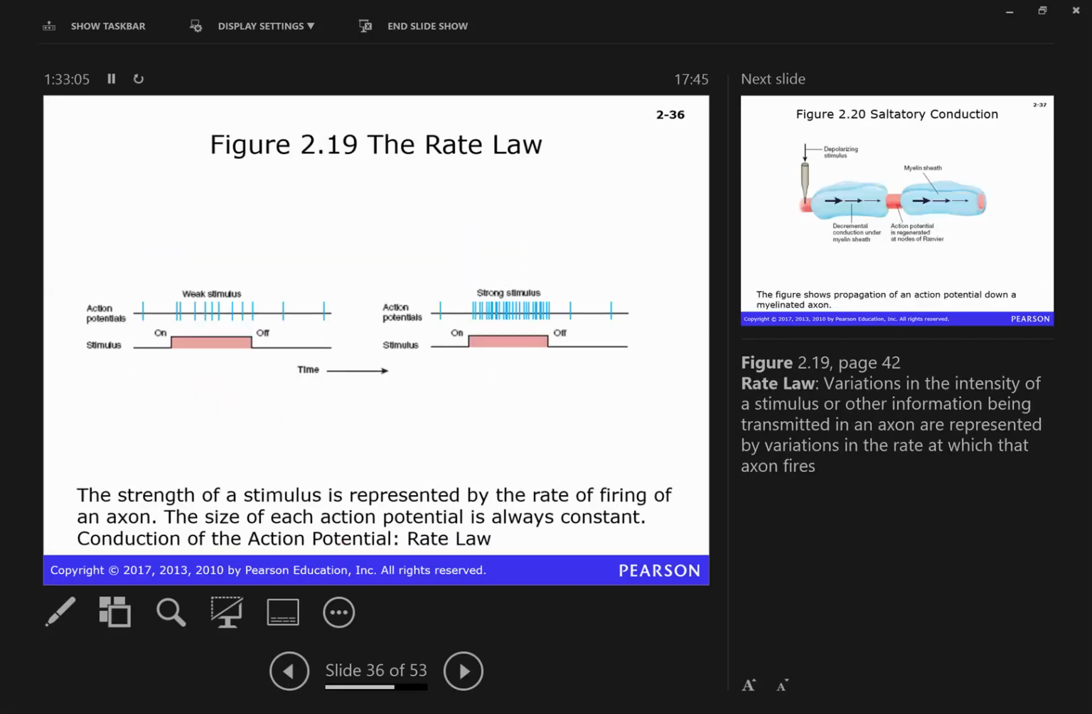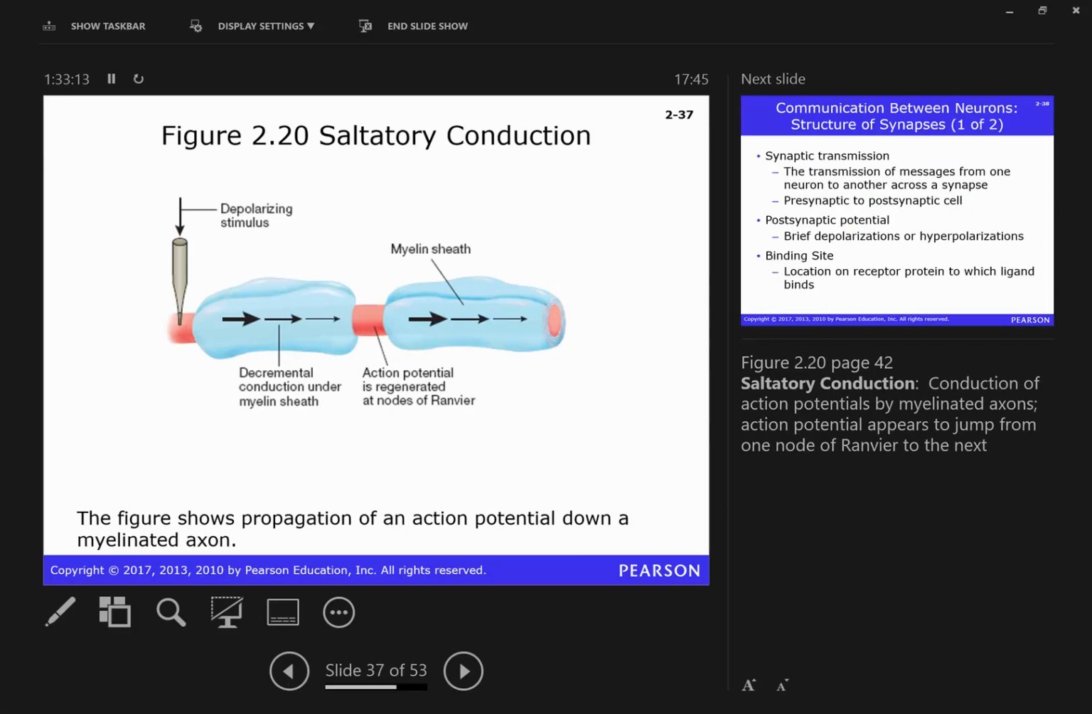We also learned this thing called rate law. Don't have to worry too much about that. Basically, a stronger stimulus is going to create more action potentials. Here's that propagation of the action potential. We do call this saltatory conduction. It has nothing to do with salt. It has to do with leaping, right? And so the action potential sort of gets that turbo boost from one node of Ranvier to the next. It goes through the axons and then gets the boost there at the gap in the myelin sheath.